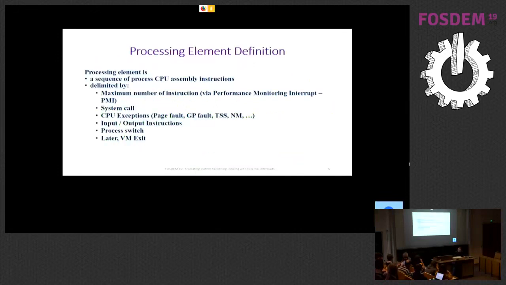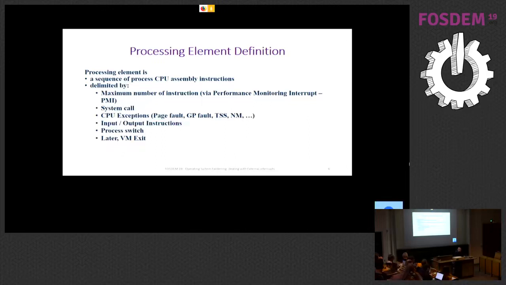The software to be protected here is divided at runtime into short processing elements. A processing element is, as we said, a sequence of processed CPU instructions that is delimited by a maximum number of instructions. We detect this by triggering the performance monitoring interrupt. The processing element may also be delimited by a system call, or a CPU exception like page faults, general protection faults, or task state segment errors, this kind of exception.